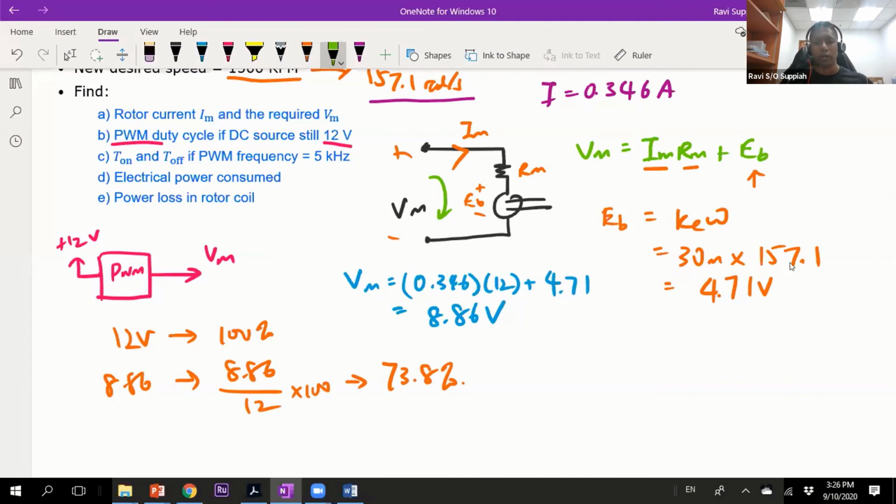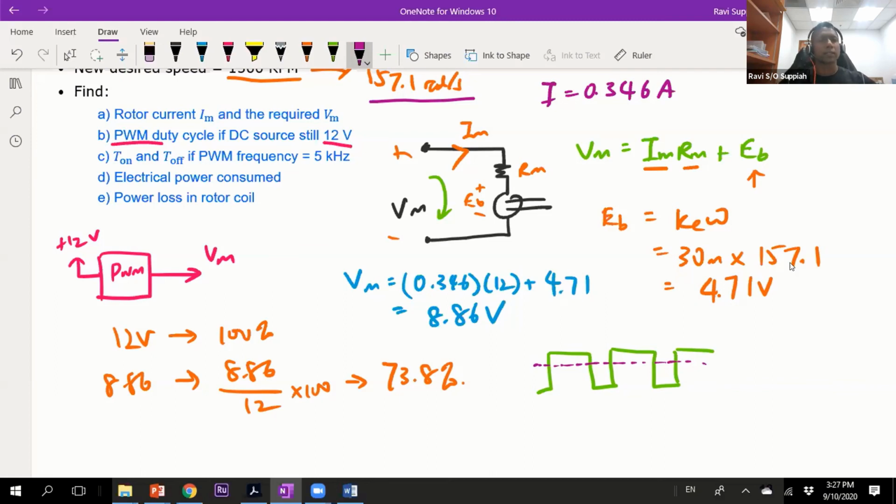So from our studies, you roughly know that 73.8 means around 3/4 of the time you're going to be on, and around 1/4 you're going to be off. So you'll get a PWM line that averages out around the 73.8% mark. So the duty cycle has to be 73.8%.